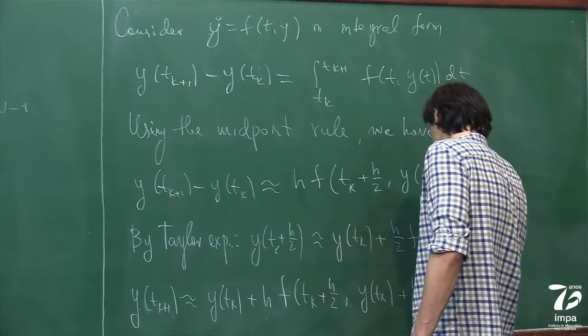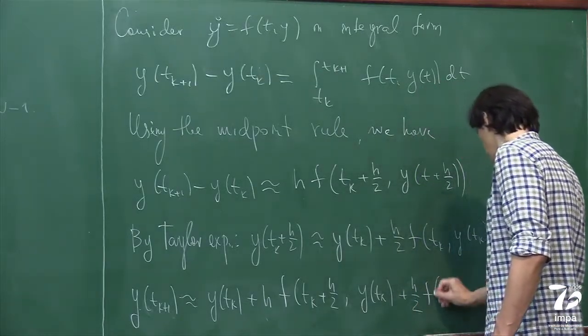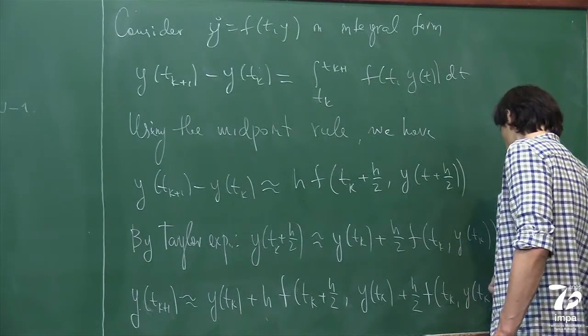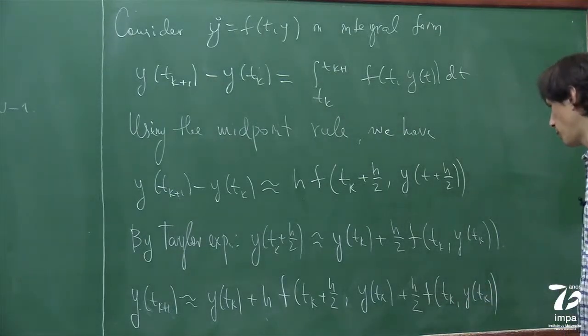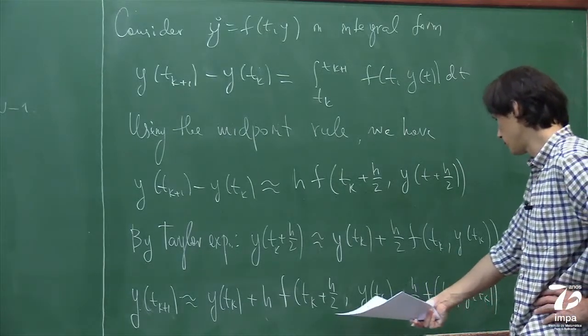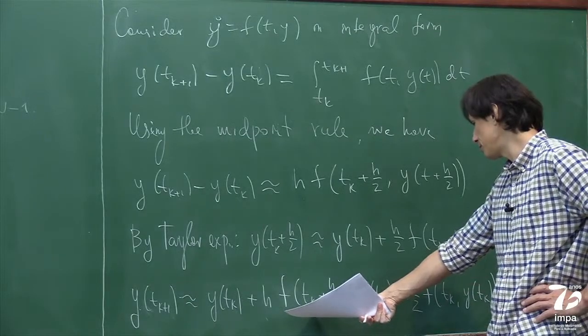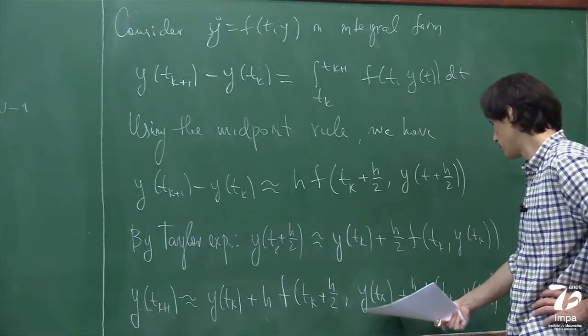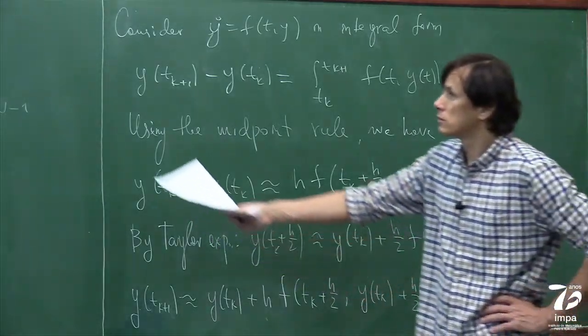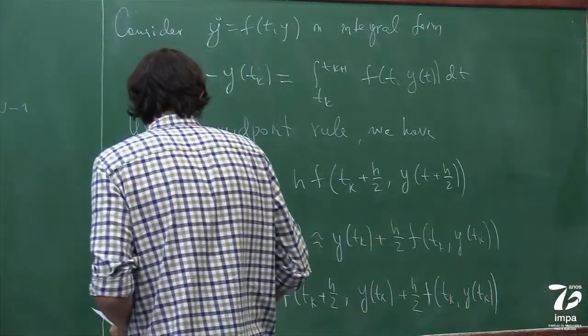Just repeating the whole thing. What is important is that this is exactly this function, because this function only depends on the previous time t_k, on the previous value, and h. So that's a single step method. We just write what the function is.